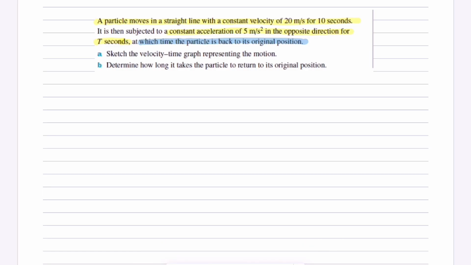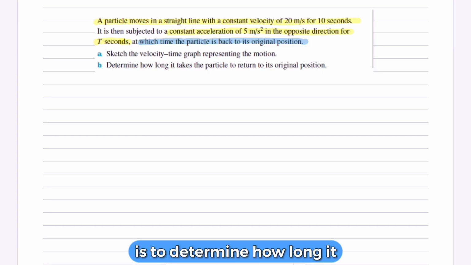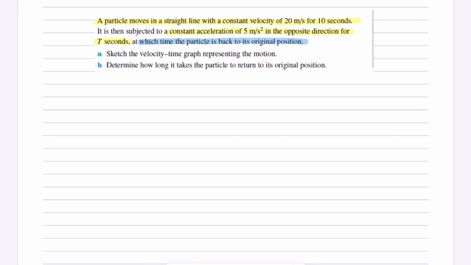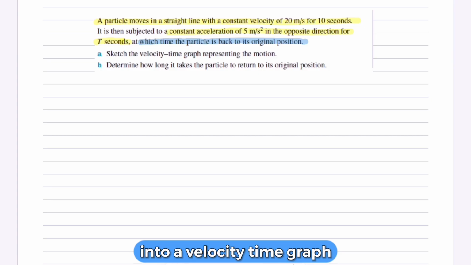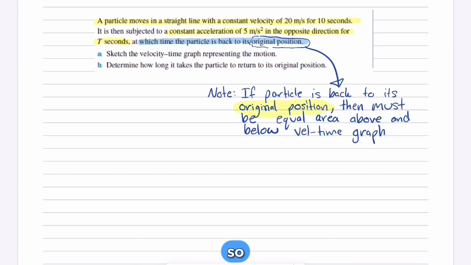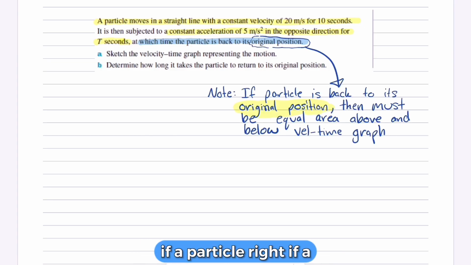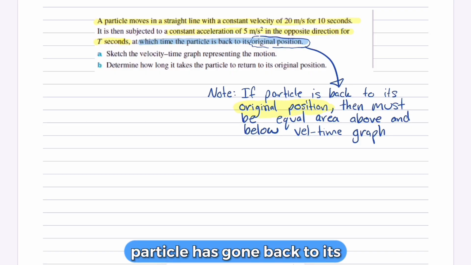Part A is to sketch a velocity-time graph. Part B is to determine how long it takes for the particle to return to its original position. Let's just ignore part B for now completely, and let's just try to turn these words into a velocity-time graph. So an important note here, if a particle has gone back to its original position, right?